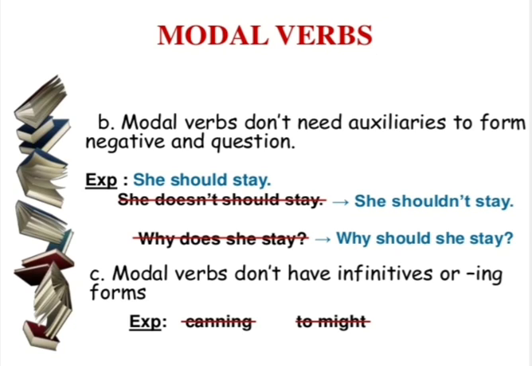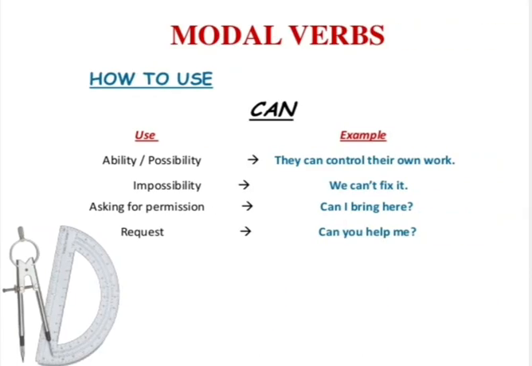Modal verbs don't have infinitives or ing forms. We also don't use ing or any other suffixes with modal auxiliaries, right? So it cannot be mighting, canning, to might, to can. They are used independently. Now let us see different kinds of modal verbs and their use.